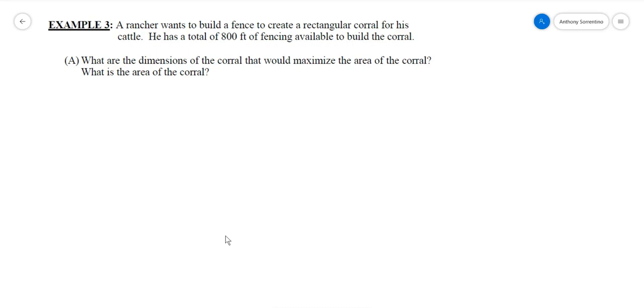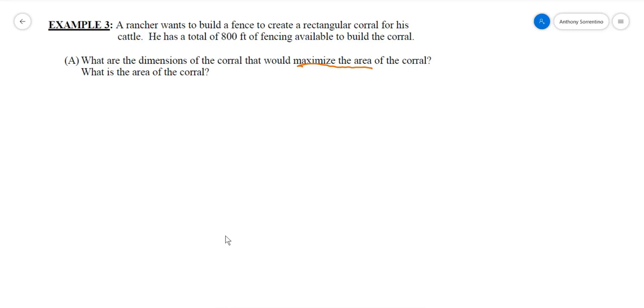And if I know I'm looking to maximize an area like I am here, you can see here it's saying maximize the area. If I want to maximize the area, I'm basically looking for the vertex of a parabola and what's going on here. I just have to make sure I'm accounting for the situation correctly.